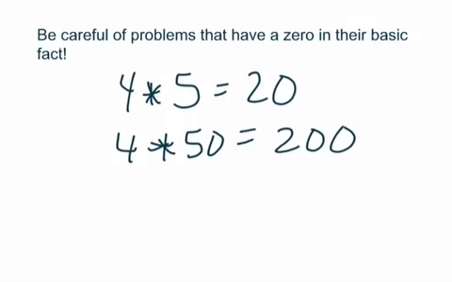Then, I want to just say this to you. You need to be really careful of problems that have a 0 in their basic fact. So for example, 4 times 5 is 20. When I do 4 times 50, I don't want you to think, oh, well, it should be 20 because I'm going to have just 1 zero. That's not right, because the basic fact 4 times 5 is 20, gives me this, and then I have 1 zero, I'm going to add it, 1 zero. So the answer really is 200. Be careful of those kinds of problems.